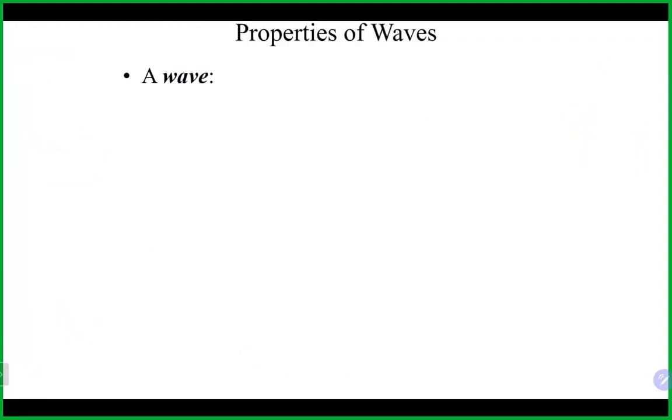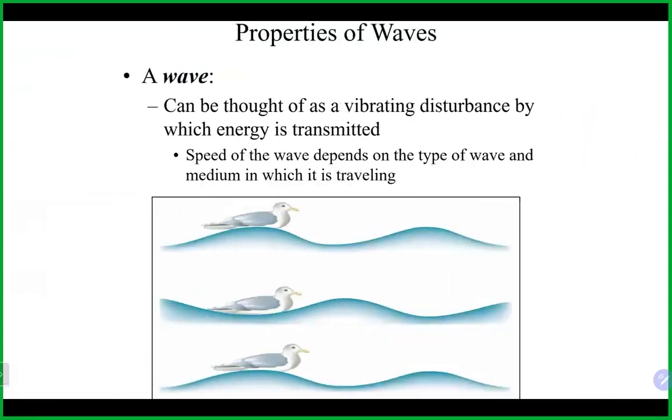So let's talk a little bit about waves here. A wave can be thought of as a disturbance by which energy is transmitted. The speed of the wave depends on what it's traveling in, and there's our bird enjoying his stay at the beach, and the wave is passing through him as it goes up and down. We know waves carry energy. If you've ever been at the beach or in the water and got hit by a wave, you know it carries a certain amount of energy as it clobbers you down. So energy is going to be transmitted through space.